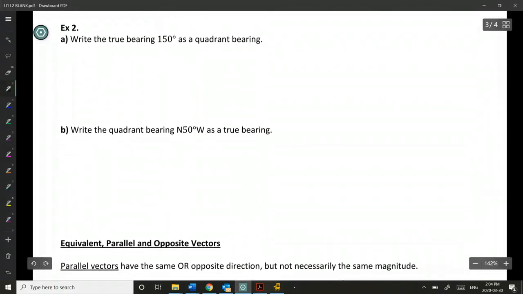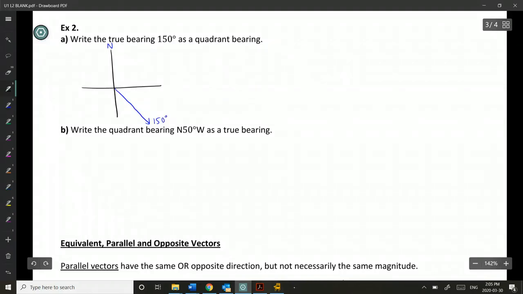All right, so one important thing is being able to kind of switch between the two different notations. So this is going to kind of help us once we get to some of our application questions to be able to see how much is between certain horizontal and vertical lines. So write a true bearing of 150 degrees as a quadrant bearing. So it will be helpful in some of these cases just to draw out a picture. So we're going to start from the north line. We will rotate in a clockwise direction, 150 degrees. So that's going to be approximately here.